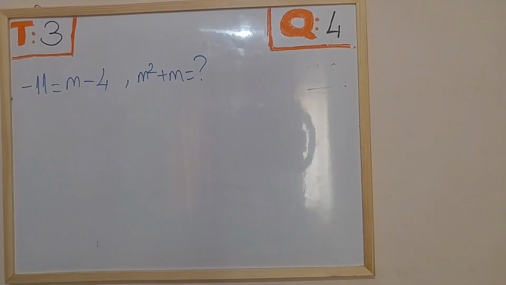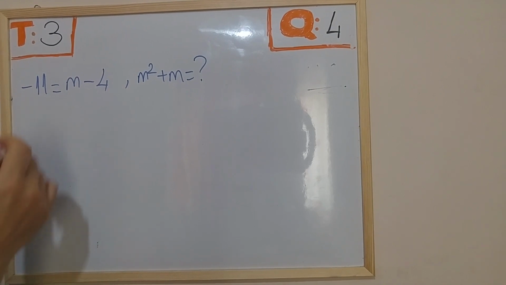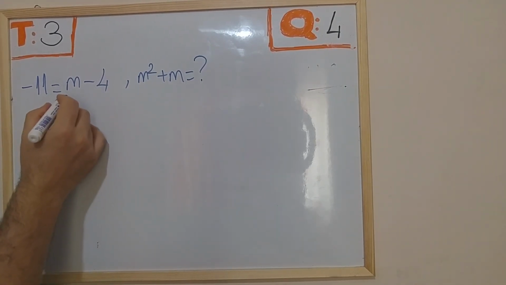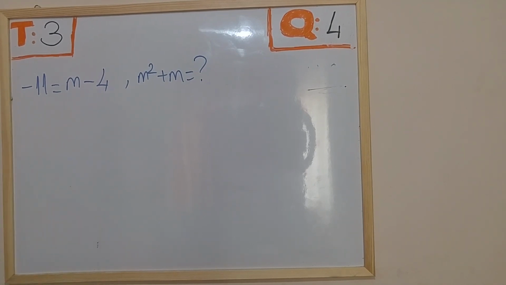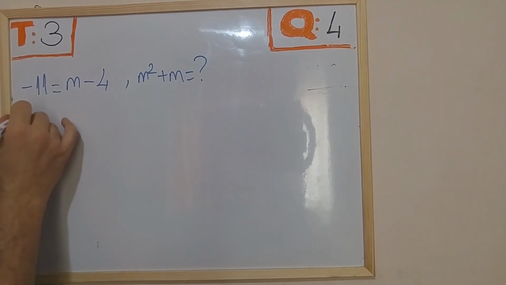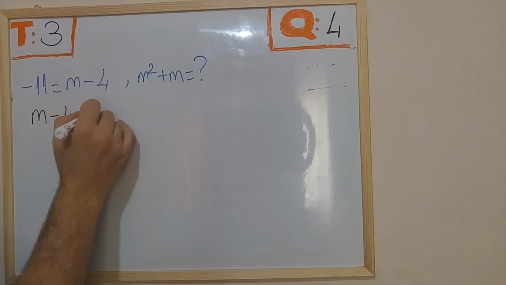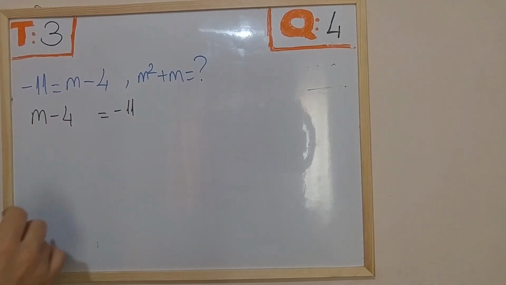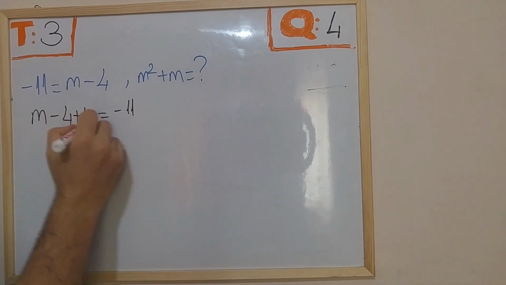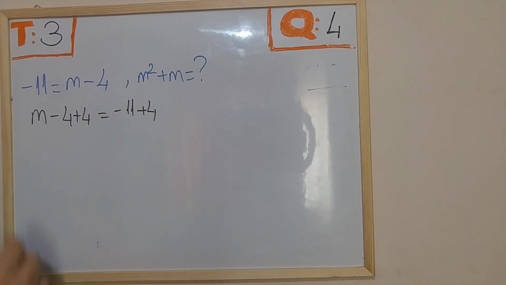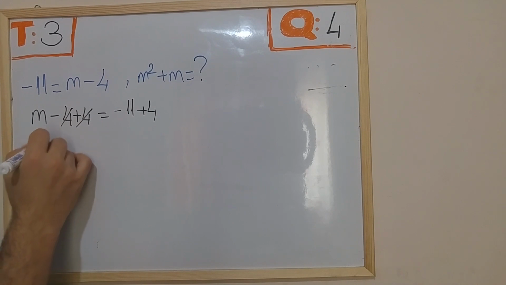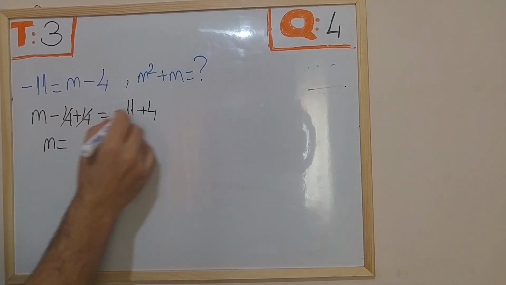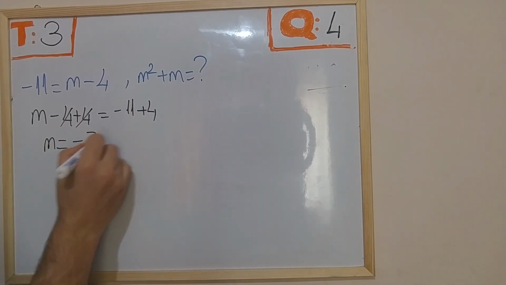Minus 11 is equal to m minus 4. Here we have to find out m first. Let's do it. To find m, this is actually equal to m minus 4 is equal to minus 11. To find out m, we have to add 4 to both sides. Therefore, what we have in our hand is m is equal to minus 11 plus 4 is equal to minus 7.